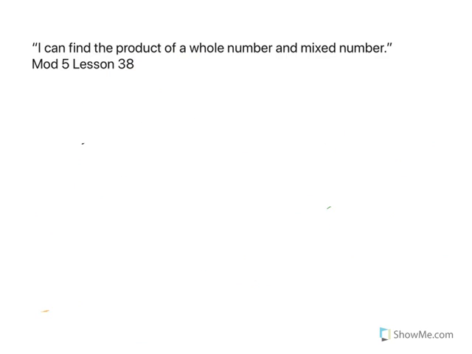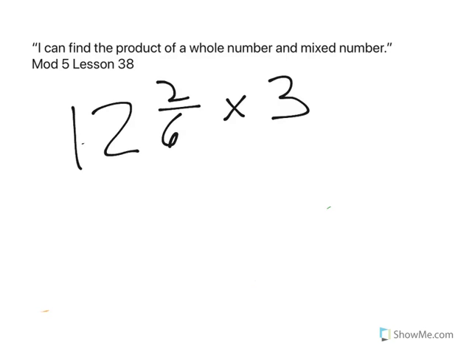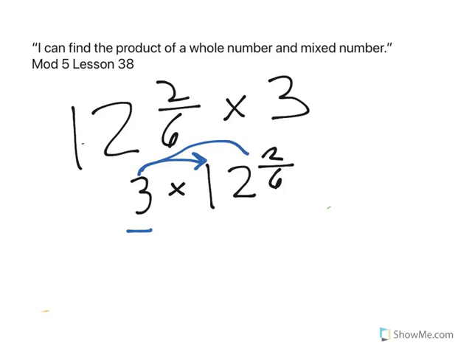All right, guys, last example for you. 12 2/6 times 3. And if it helps, you can rewrite this 3 times 12 2/6. Those are the same. Okay, I know that I need to distribute my whole number to each part. 3 times 1, then, not 1, 3 times 12, sorry guys. And then 3 times 2/6.